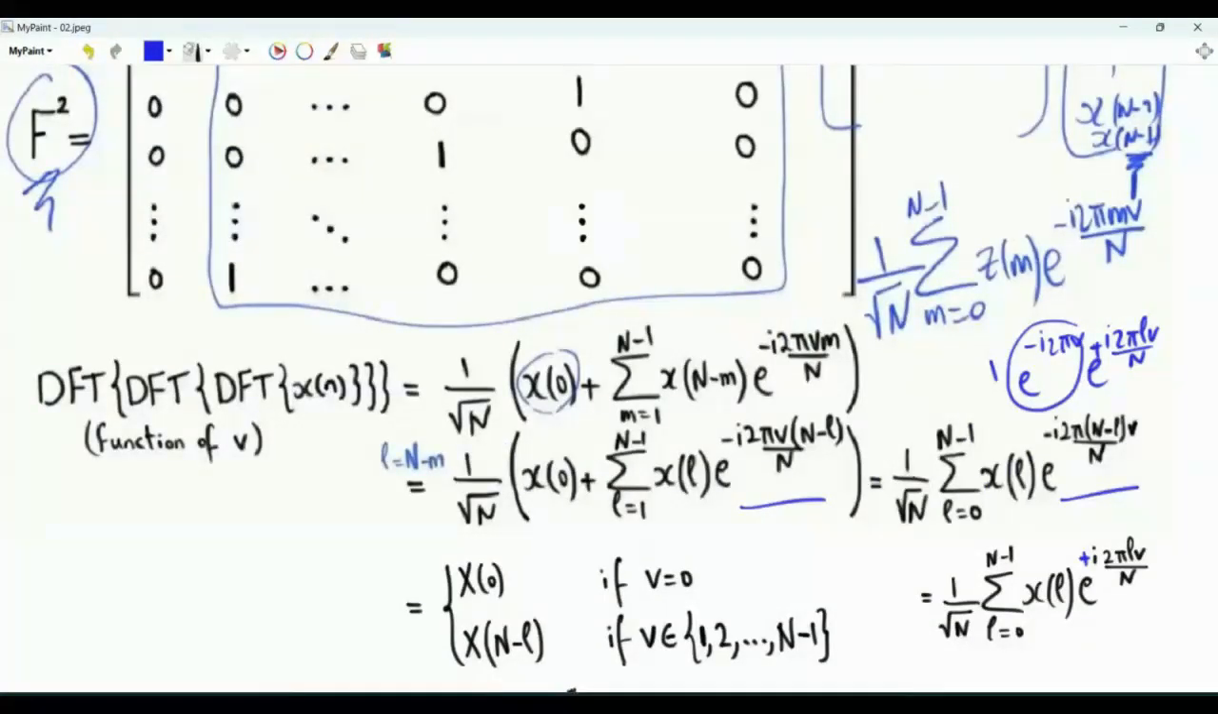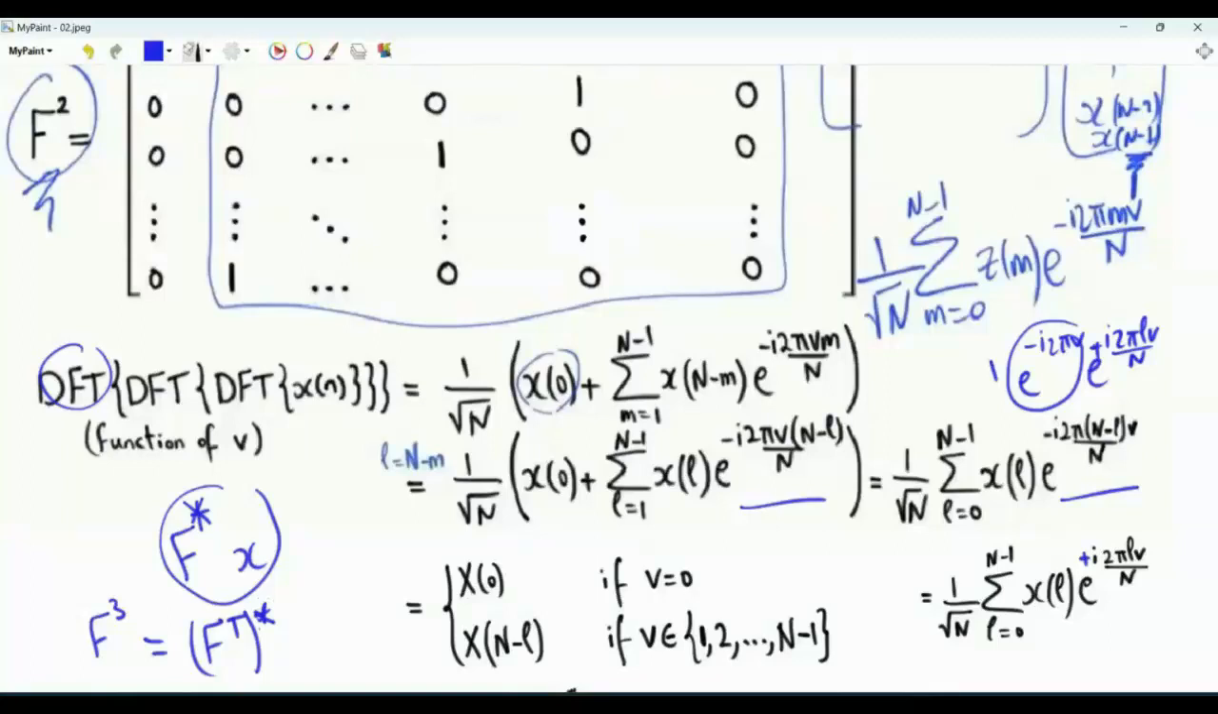In other words, if we apply the DFT 3 times in a row to the signal x of n, we get vector x multiplied by the conjugate of the unitary DFT matrix. Recall that the DFT matrix is symmetric. F is equal to F transpose. When we apply the DFT 3 times, F cubed is equal to F conjugate, and F conjugate is F transpose conjugate. If we transpose and then take the complex conjugate, this is F Hermitian. F cubed is equal to the Hermitian of the unitary DFT matrix.